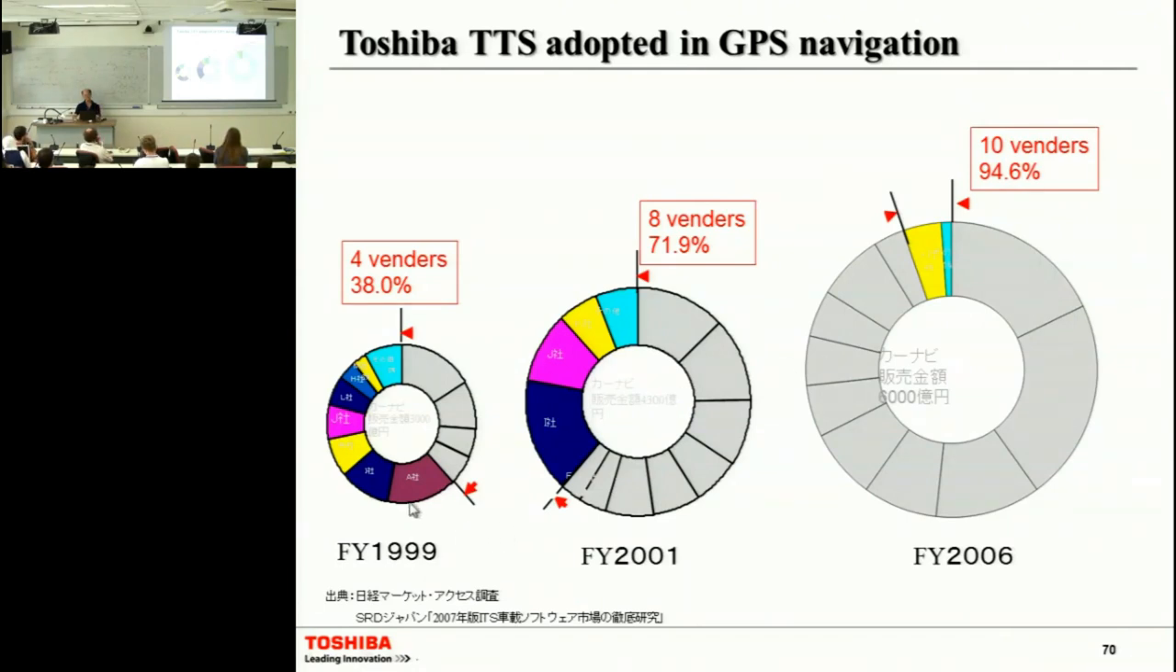And then this market share increased dramatically. So in 2 years, the market share grew to about 72%. And in 2006, Toshiba's TTS was used in 95% of in-car navigations in the Japanese market.